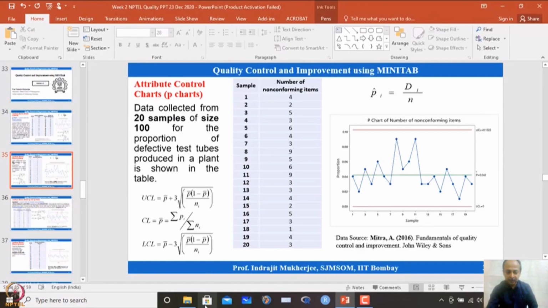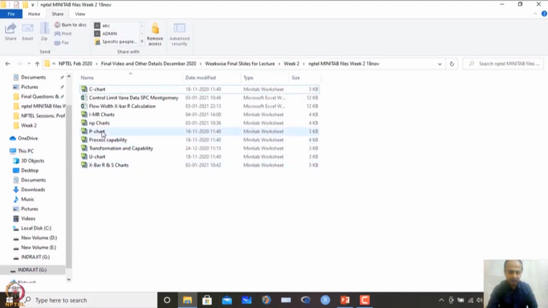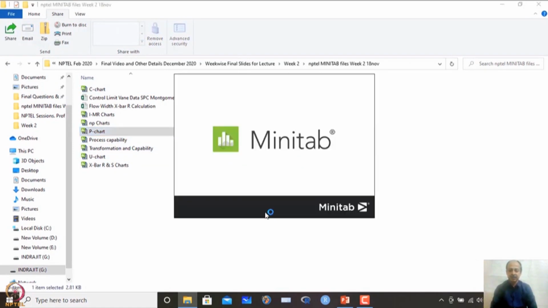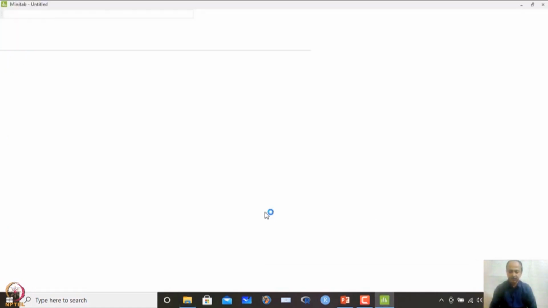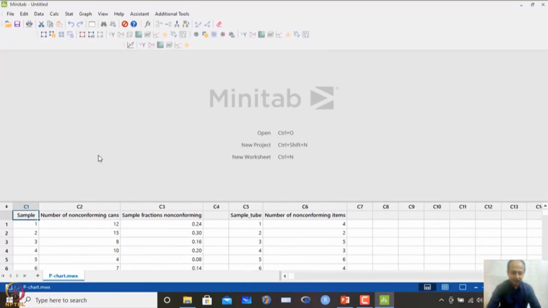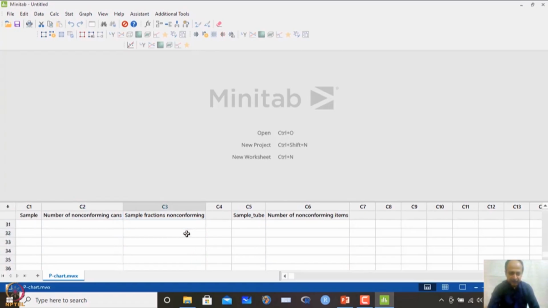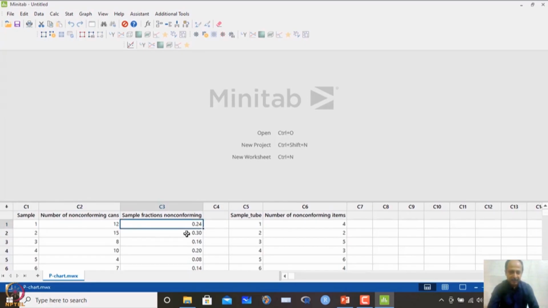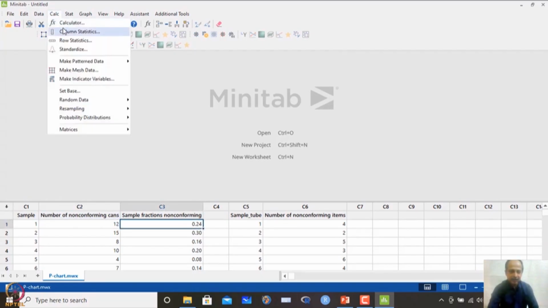So, we will take some examples here. I will open P charts, and then I will illustrate how this can be done in MINITAB. Okay. These are the two examples we are talking about: non-conforming cans first, and then the sample fraction defective. What you see is that 12 by 50 was done, and this is 0.24. Like this we divide by 50, I get proportion defectives, and that can be monitored. So, we can use the calculator here to calculate this.